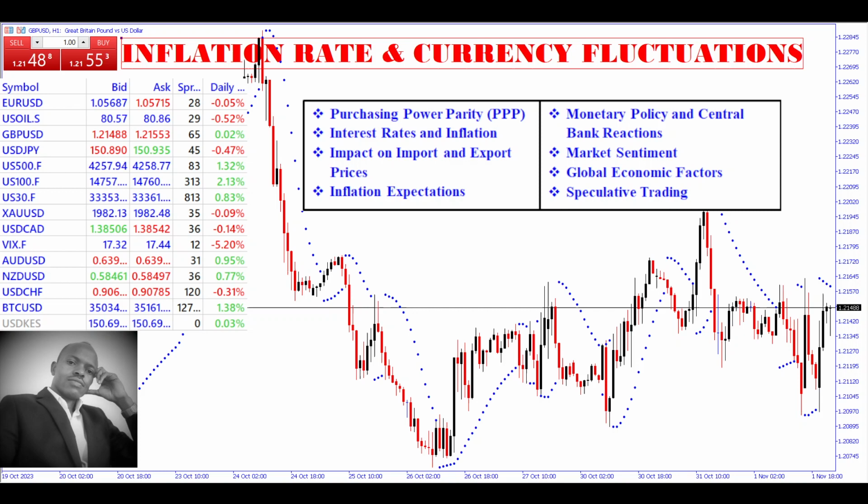To summarize, inflation rate is a critical factor that influences the movement of currencies, including the British pound, as we have seen. It affects the purchasing power of a currency, the decisions of central banks, trade competitiveness, and investor sentiment, all of which play a role in determining the value of the currency in the forex market.